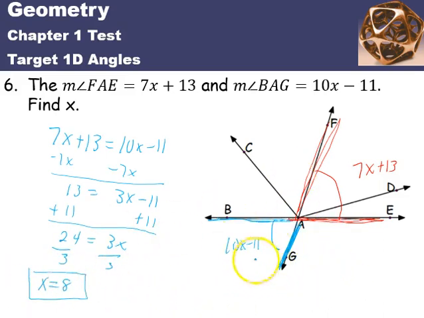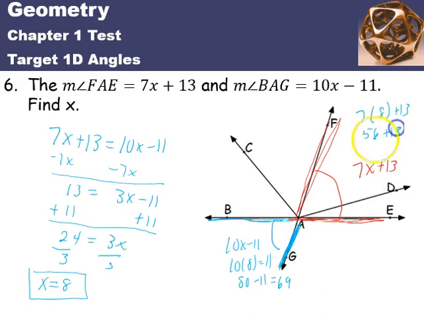So to double check it, I'm going to plug it in and make sure I get the same answer. 10 times 8 minus 11 is 80 minus 11 is 69. And 7 times 8 plus 13, 56 plus 13, 66 and 3 is 69. Yeah, so they're equal. So 8 is correct.